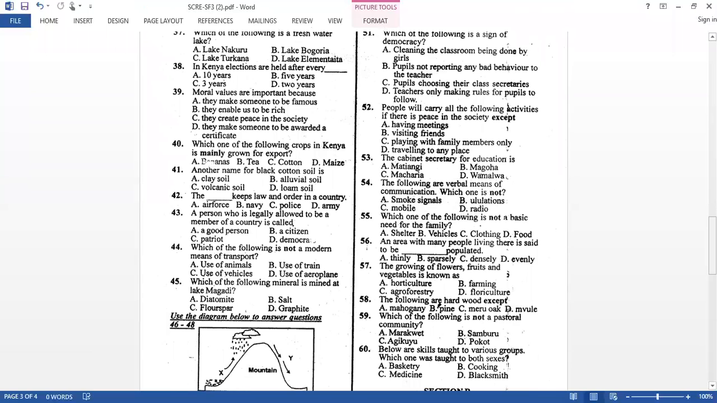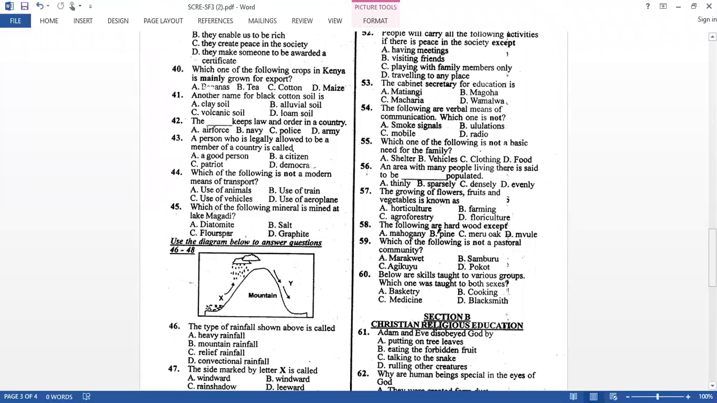The following is not a basic need for the family. Remember, we have basic needs, things that you cannot do without, the clothing, of course. You cannot do without clothing, food, and shelter. But vehicles, you can do without them. It is not a basic need. An area with many people living there is said to be densely populated. Remember, if maybe few people are living there, you'll say it is sparsely populated.